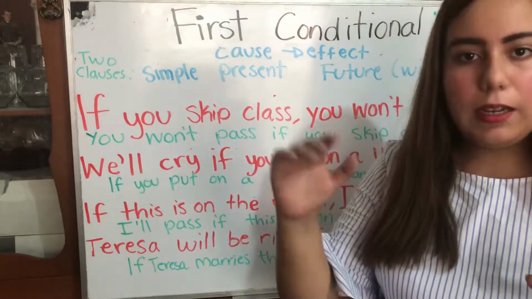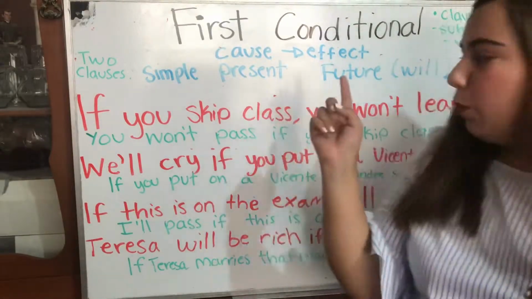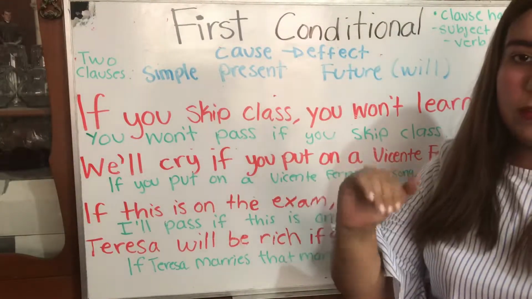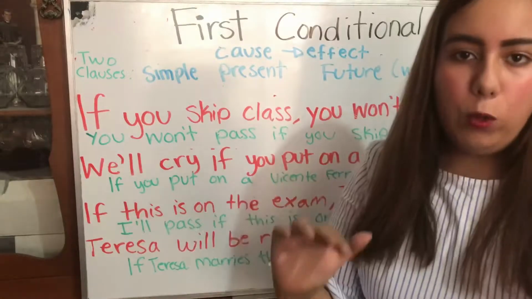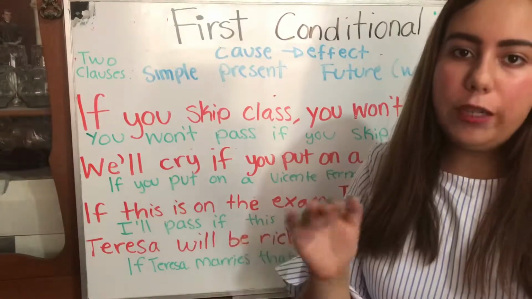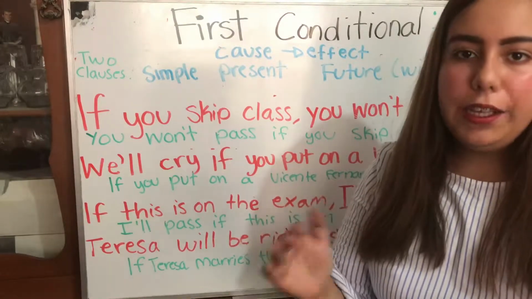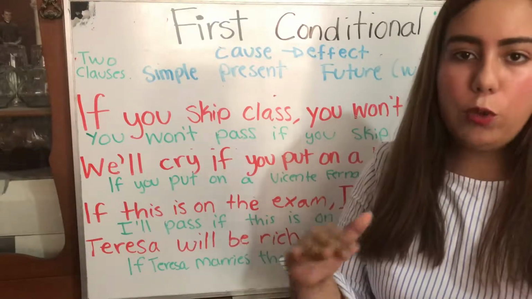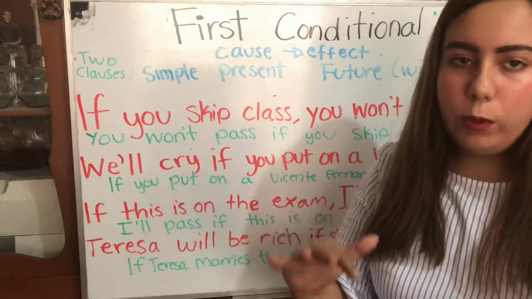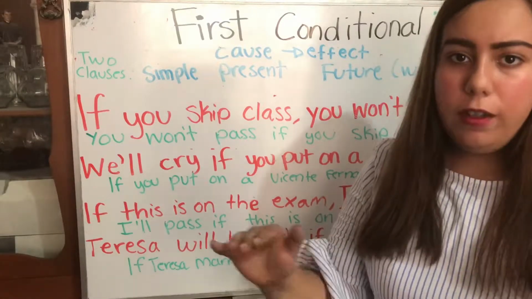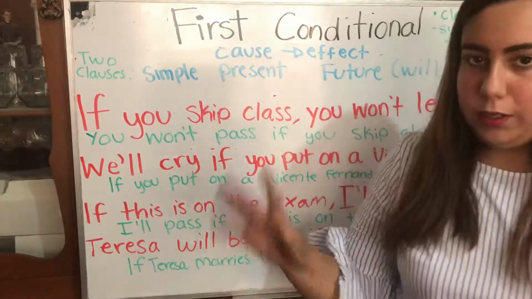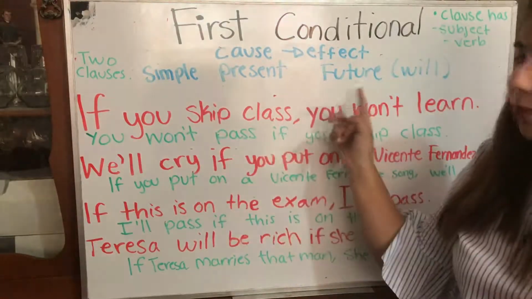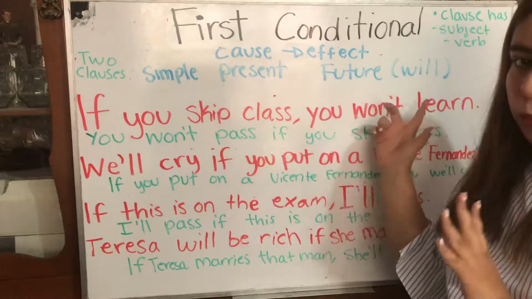Ok. Y recuerden que también tenemos aquí contracciones con el will. Will y not, la contracción es won't, como aquí. Won't. Esa es la contracción del negativo will not. I will, I'll. She will, she'll. He will, he'll. It will, it'll. You will, you'll. We will, we'll. They will, they'll. ¿Ok? Entonces, aquí la causa va a estar en presente simple y el efecto, la consecuencia estará en el futuro will. ¿Va?